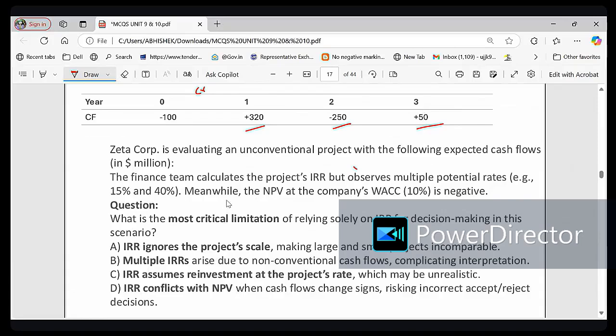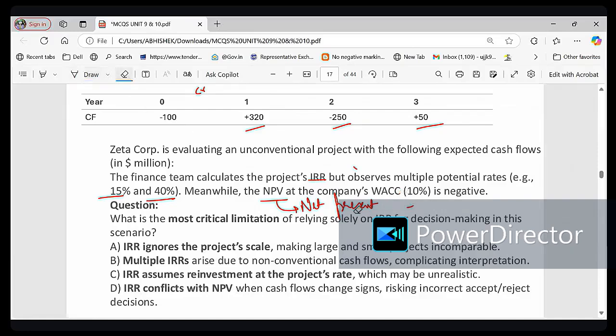Then what happened? The finance team calculated the project IRR, internal rate of return, right? And got two answers. The first answer they got 15%, and the second answer they got 40%. They are getting two internal rates of return, right? But when they calculated NPV, you know what is NPV? NPV means net present value, right? So when they calculated NPV at 10% WACC, which is called weighted average cost of capital, they got a negative NPV.